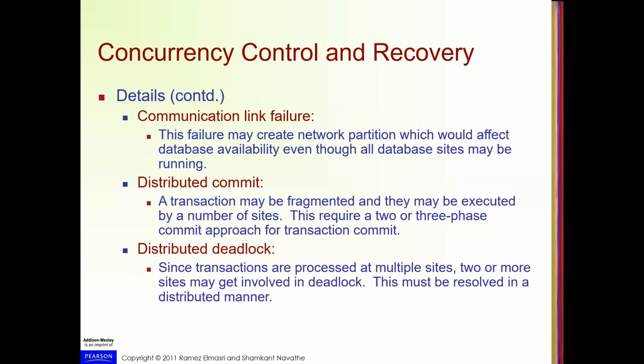Distributed commit. A transaction may be fragmented, because we know that a transaction can be divided and executed in parts. For example, if there is a very big transaction, it can be divided into different parts, and each site can execute its part of the transaction. So we need to have commit taken care of at different sites in a very systematic manner. This would require a two or three phase commit approach for any transaction to commit.